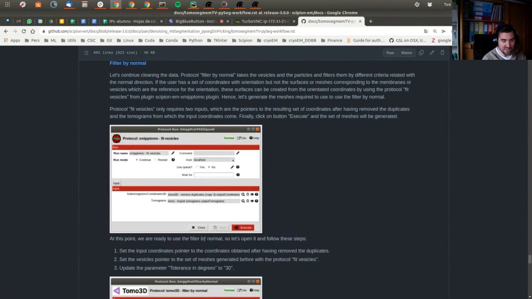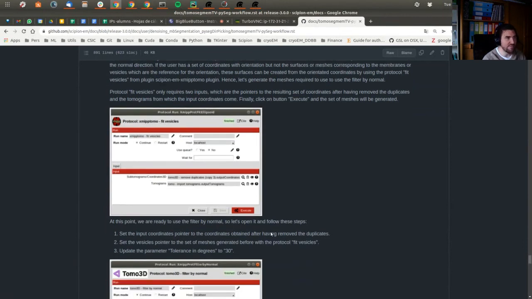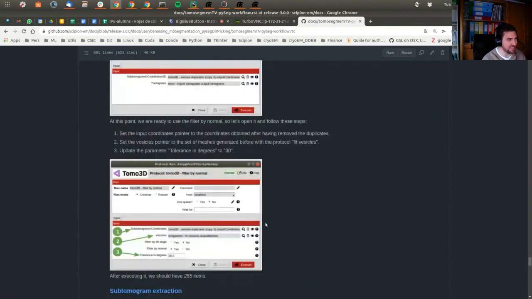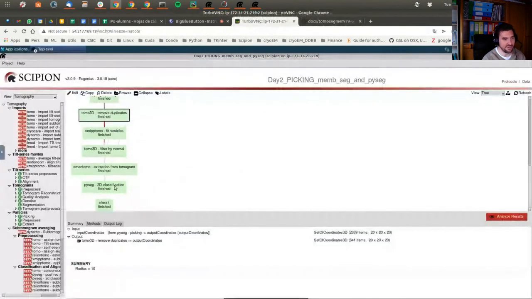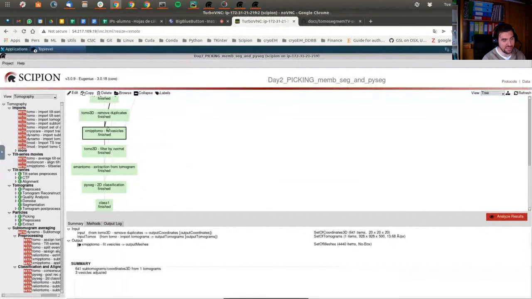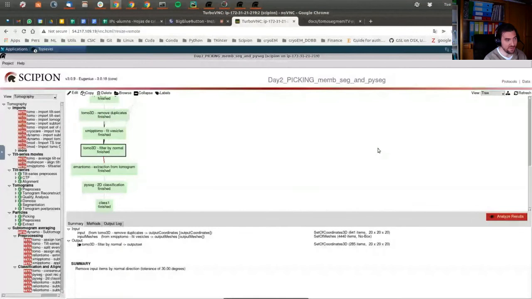After using it, as you can see here, fit vesicles, we move from 641 particles to 285 particles. So at this point, we are more or less happy with the particles we have. They are good candidates to represent a physical entity of type ribosome bound to the membrane.